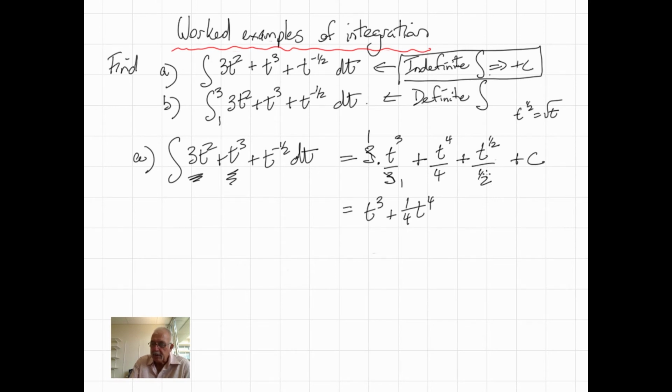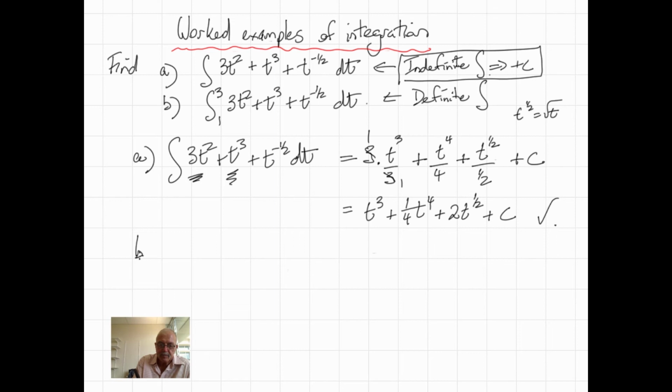What do we do with this? This is dividing by a half. Now, to divide by a half is the same as multiplying by the reciprocal of a half. What is the reciprocal of a half? It will be 2 on 1. So dividing by a half is the same as multiplying by 2. So that'll be plus 2t to the half plus c. And that's the way we'll leave it. So that's the first one.